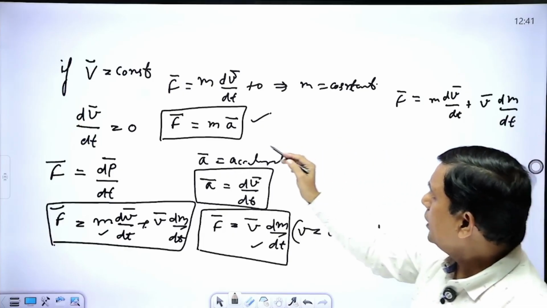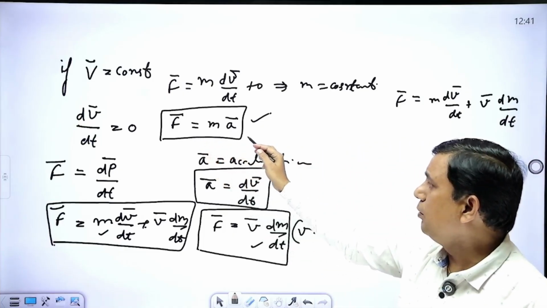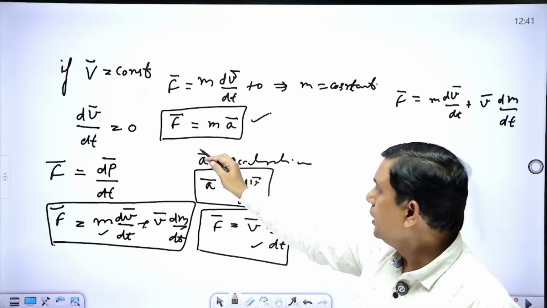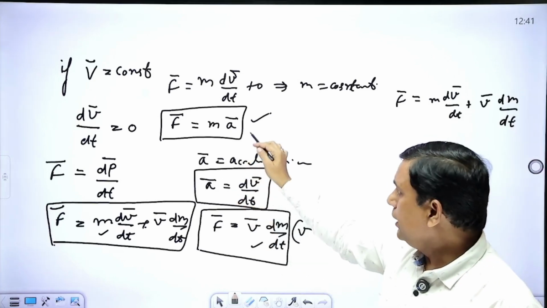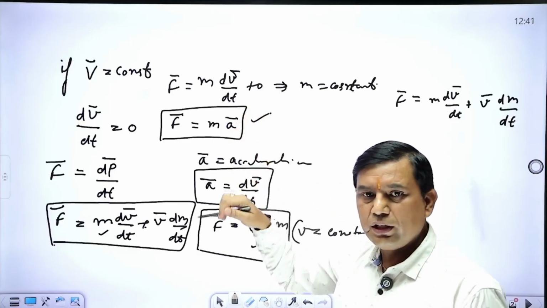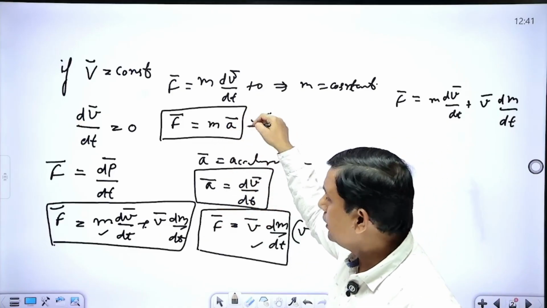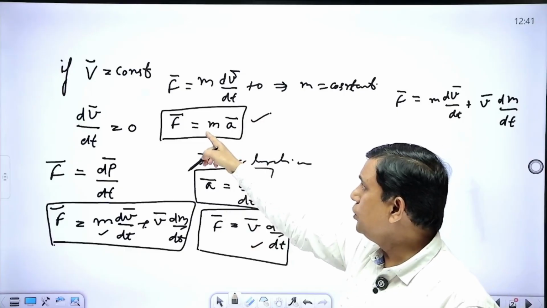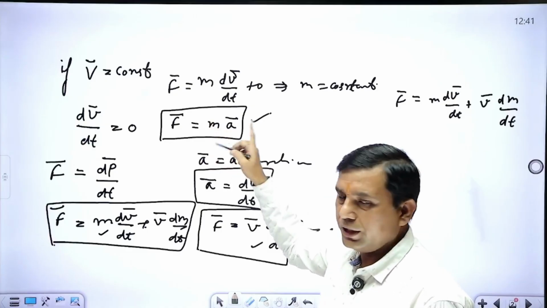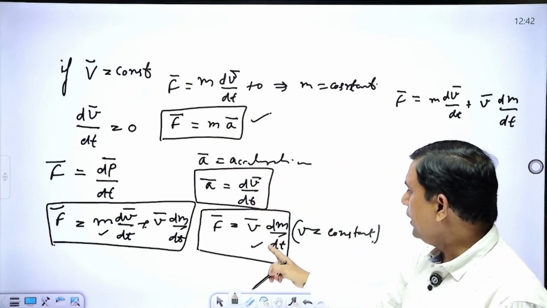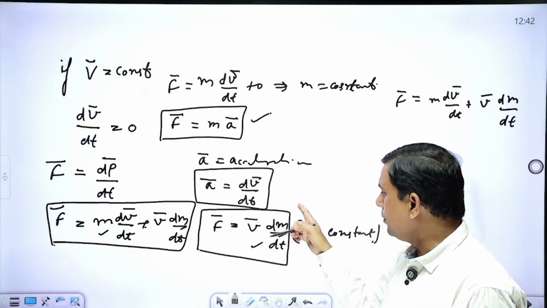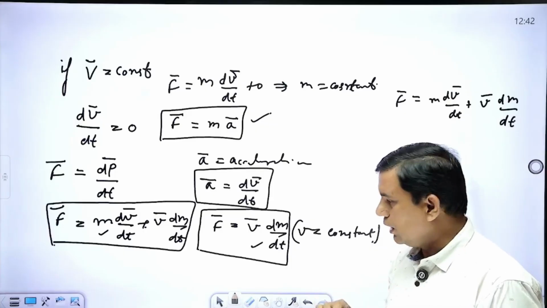Some students know about the force only as F vector equals ma. This is conditional: mass is constant and velocity changes. The rate of change of velocity provides the acceleration. This formula is used when the mass of the block, object or system of particles is constant. The other is used when velocity is constant and mass changes. It may increase, it may decrease, dm upon dt.